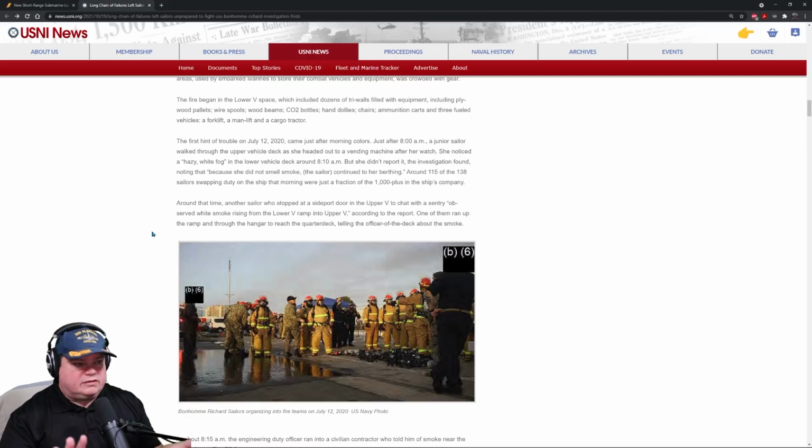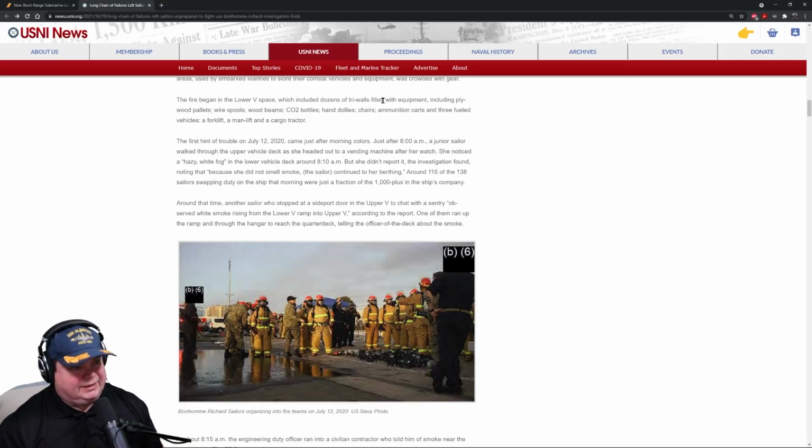All right, let's go through the timeline. The fire began in the lower V space. That's the lower vehicle hangar, basically, which includes dozens of triwalls. Those are big cardboard containers. We call them triwalls because it's three layers of cardboard. And they're as high as your waist, about 4 by 4 feet, and you throw stuff in them.